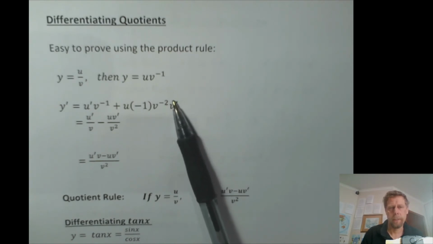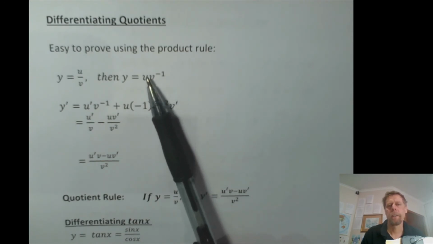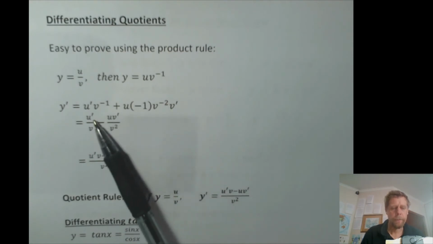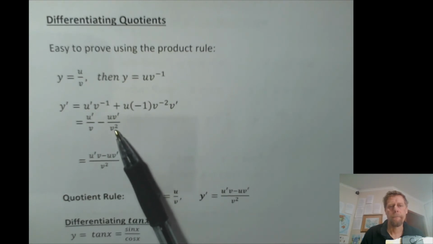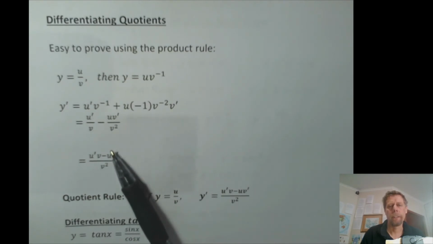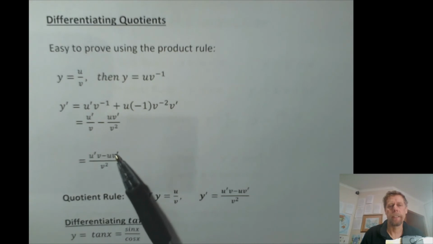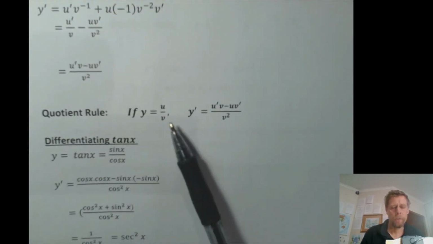That is like using the chain rule. So you've got a v to the minus 1 and you want to differentiate, you also need to differentiate the v itself. So that reduces further to u dash over v minus uv dash over v squared. And now by putting over a common denominator of v squared, we can say that our quotient rule reduces to u dash v minus uv dash, over v squared. And that is what's called the quotient rule.